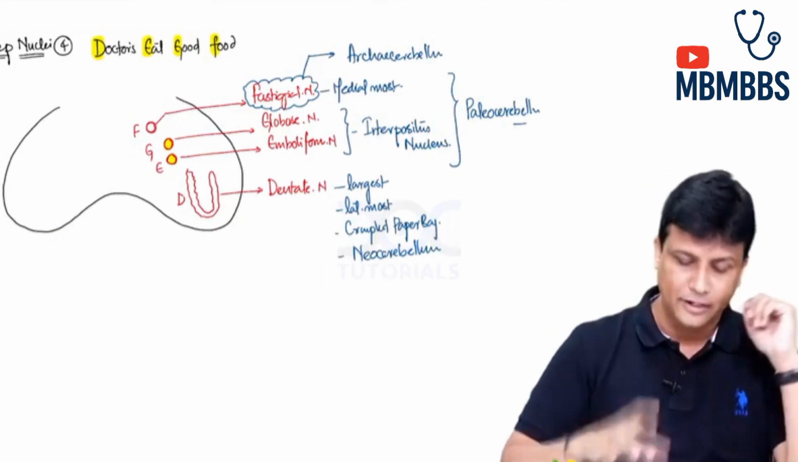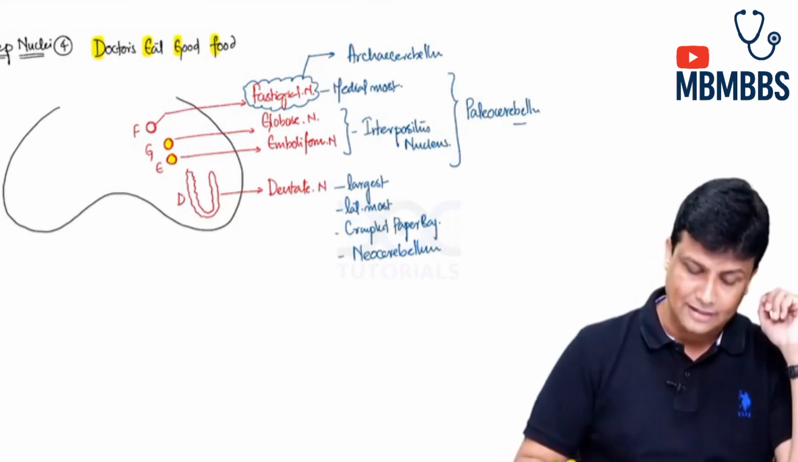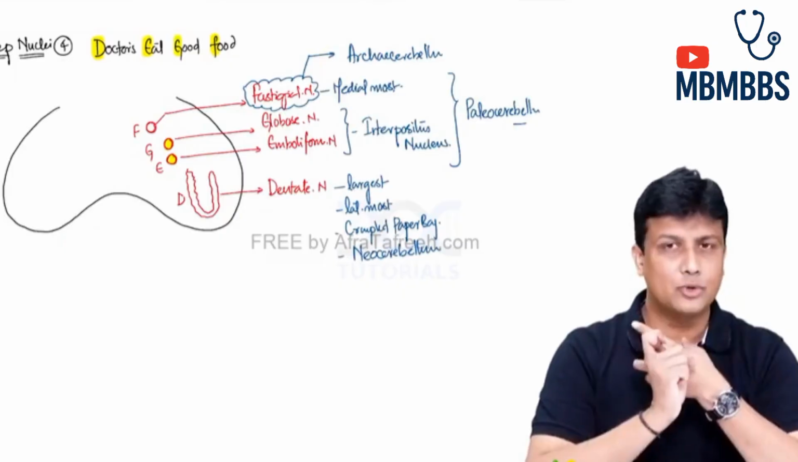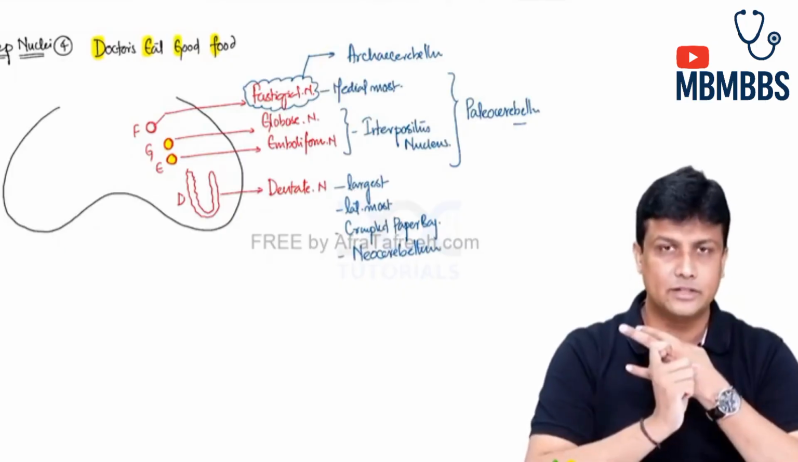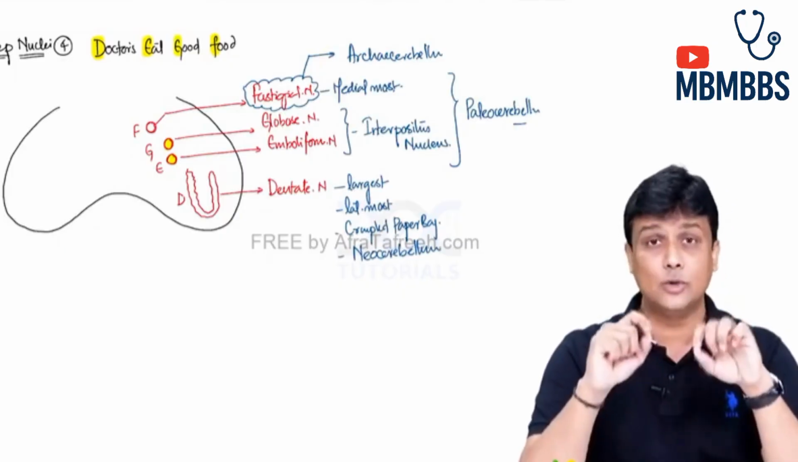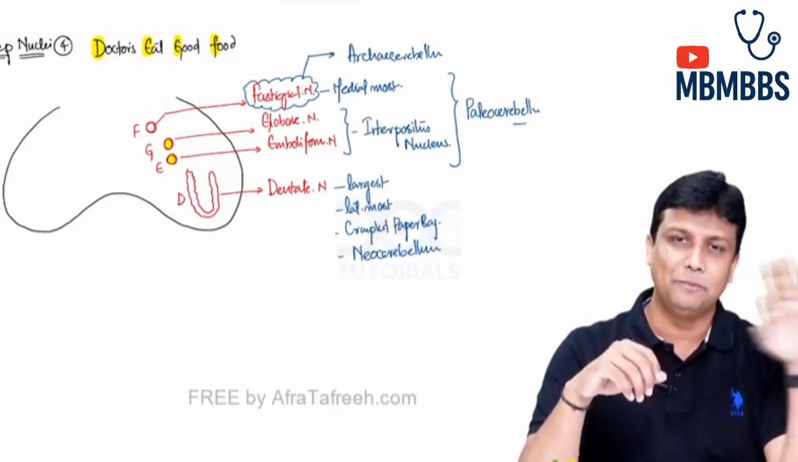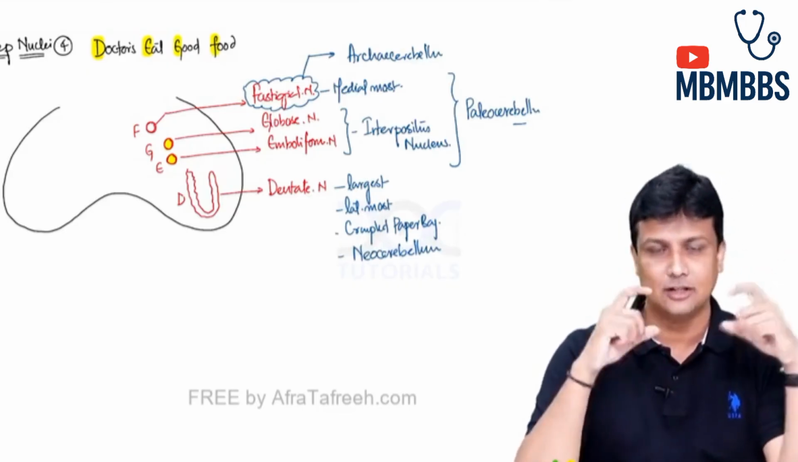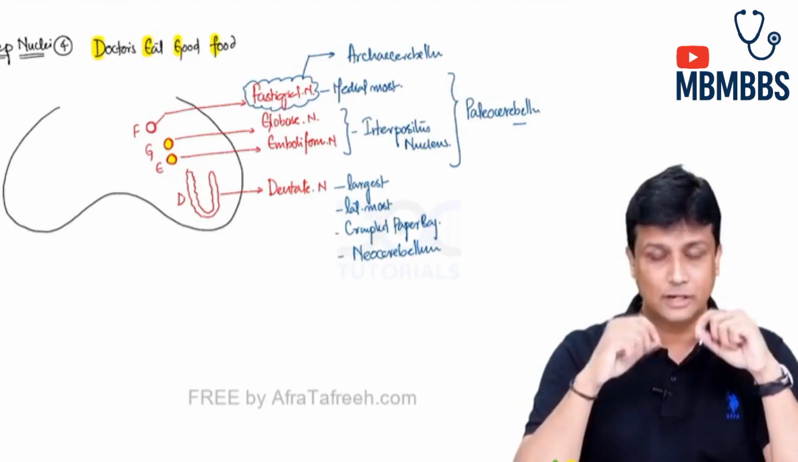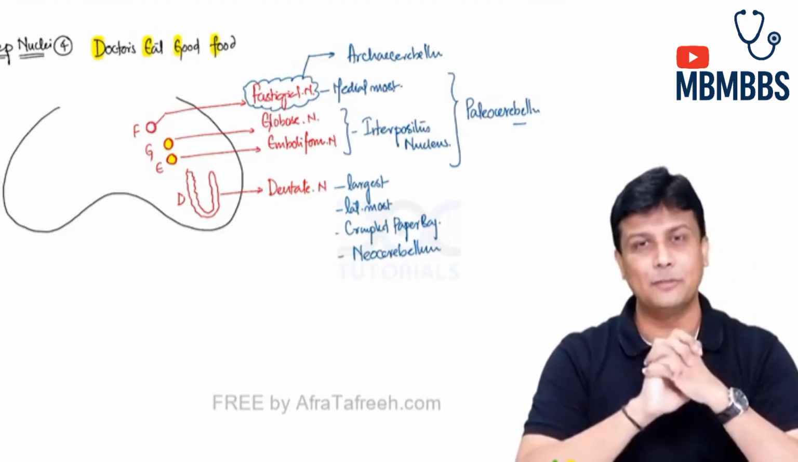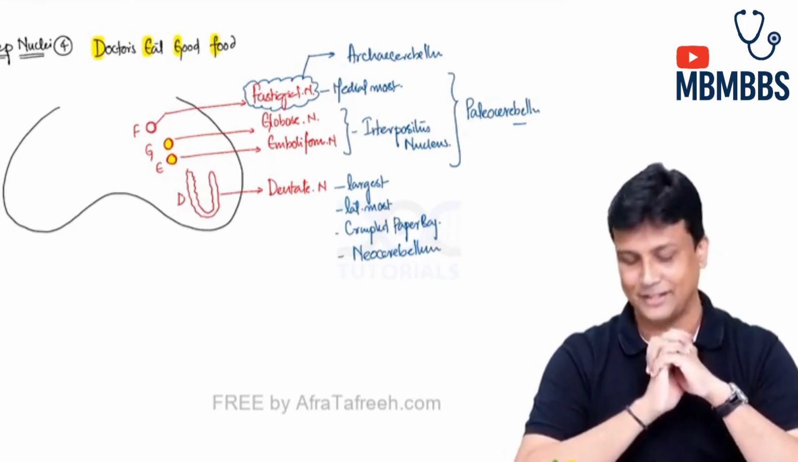Perfect. So I'm trying to include almost every MCQ in one single diagram here. So we are done. Largest dentate, lateralmost dentate, crumpled paperback appearance dentate, and the only nucleus of neocerebellum is dentate. Remaining all belong to paleocerebellum. Medialmost will be the fastigial, interpositus will be the globosal and emboliform, and archaeocerebellum will be the fastigial one. Perfectly done.